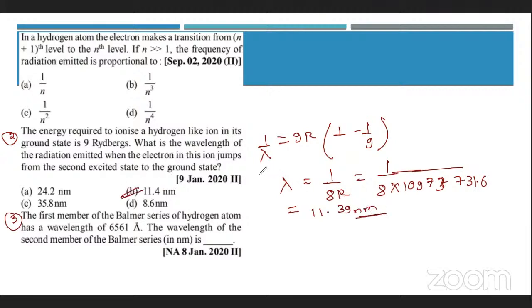For the third one, if you solve, this is for the first member of the Balmer series. So you have to find the wavelength of the second member. For the first one, you can find it taking 2, 3, because Balmer starts from 2, 3. When I'm talking about the second member, it will be 3, 4. Here this is n1 and this is n2, and this is again n1 and n2. When you solve this, you finally get the value as 486 nanometers.